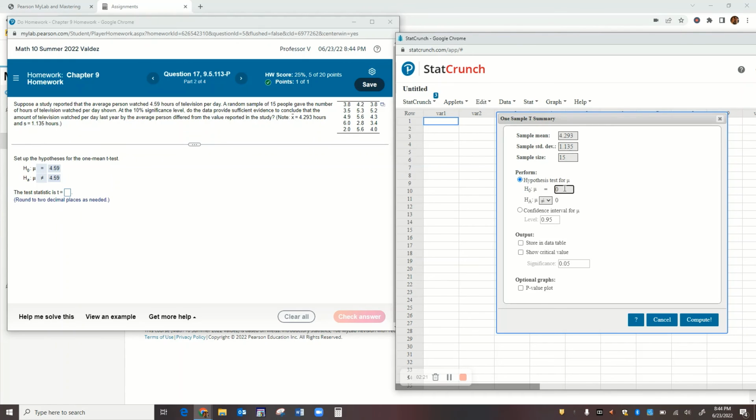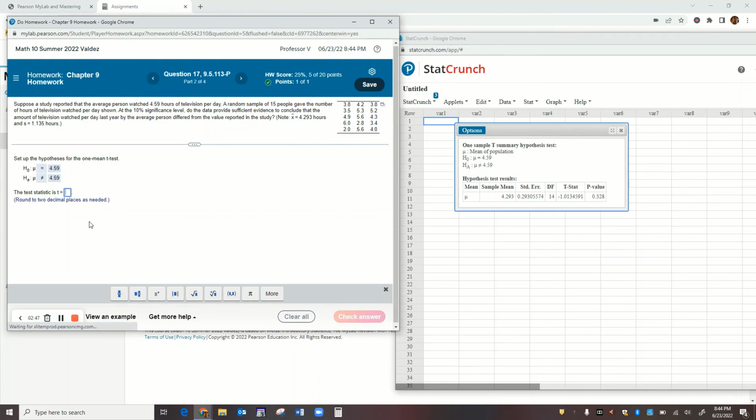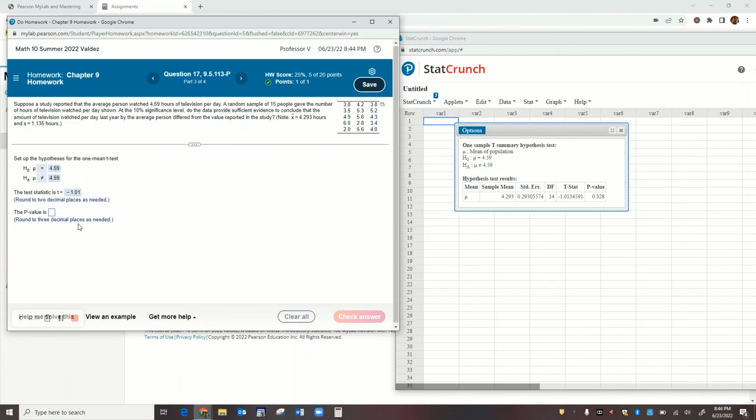And then just change the numbers for the hypotheses. So mu equals 4.59. I love that here in StatCrunch it changes, so the null and alternative have the same number. And that's pretty much it. So compute. Let's see here. It doesn't make it bigger. I don't like that. Okay. Where is my t-test statistic? Right there. Negative 1.01. Okay. The p-value, round to 3 decimal places.